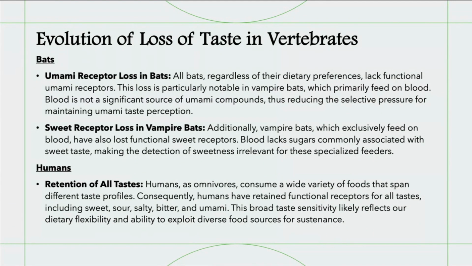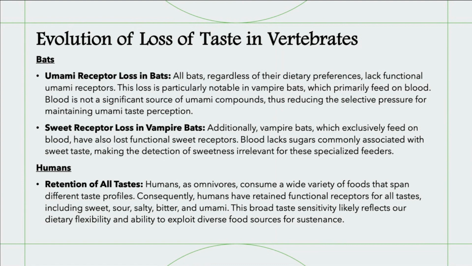receptors. Now, the umami receptor loss in bats. All bats, regardless of their dietary preferences, don't have umami receptors. This can be seen specifically in vampire bats. These vampire bats only drink or eat blood, okay? And blood is not a significant source of umami compounds. It doesn't really have a lot of protein-rich parts to it.